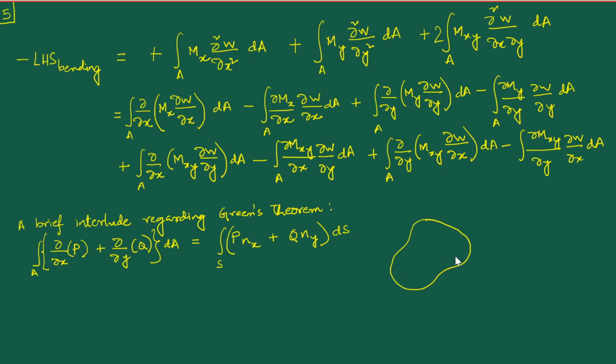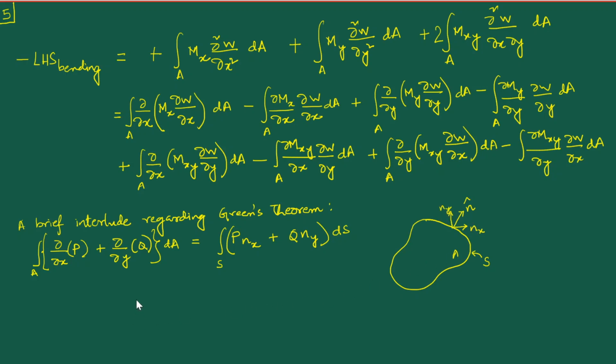So this is our entire area A, and this boundary here is S. S is the boundary, A is the area. What I'm saying here is that the unit outward normal at any generic point is given by this n hat, and the x component of that is nx, and the y component of that is ny.